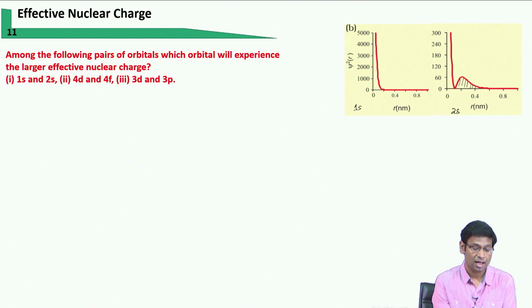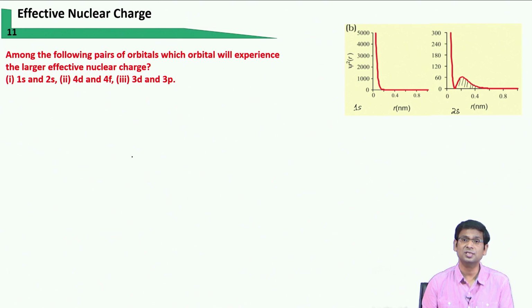Now, this question asks, among the following pairs of orbitals, which orbital will experience the larger effective nuclear charge? What is effective nuclear charge? We have the nucleus, which has protons, and that provides a positive charge at the center. This positive charge holds together the electrons around it. Now, if you add more and more electrons to a fixed amount of positive charge, the electrons will start experiencing less of this nuclear charge, because many electrons are competing with each other for the same source of positive charge.